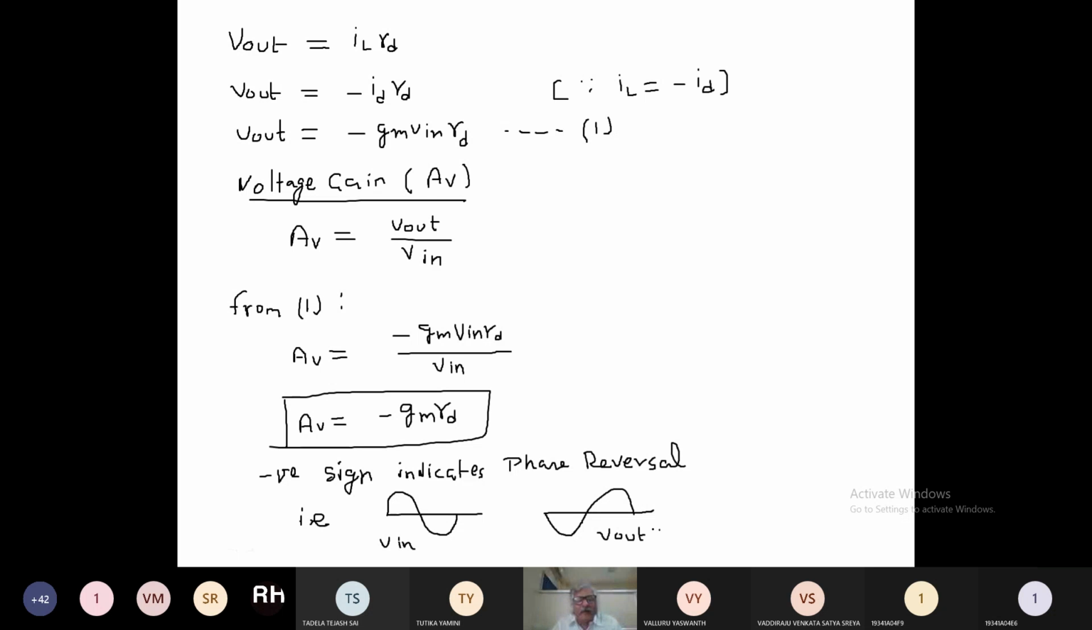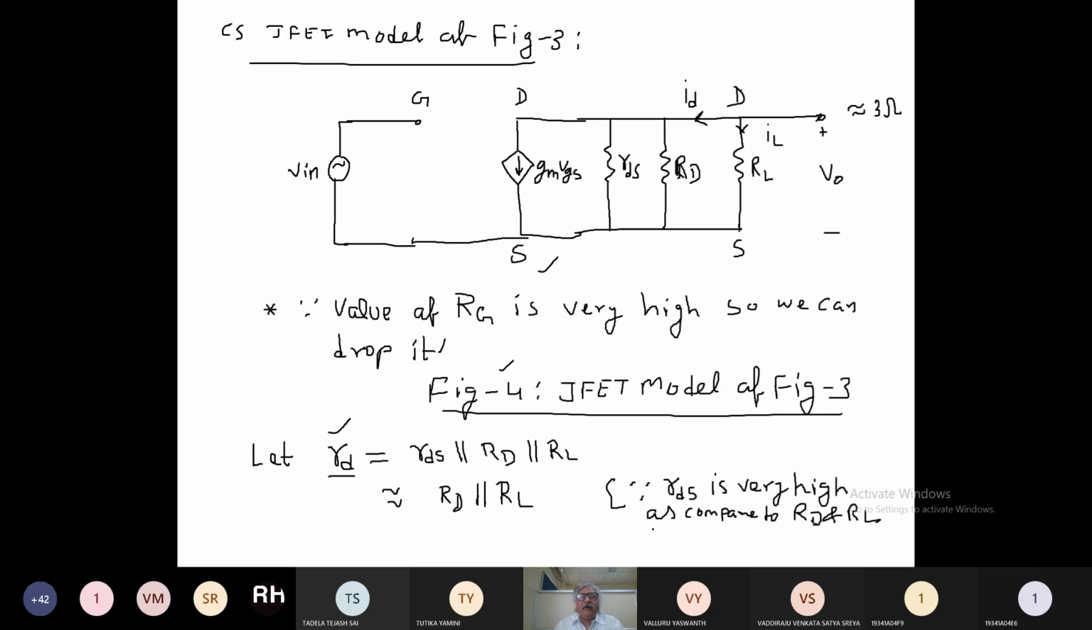Otherwise, the magnitude of the voltage gain is GM multiplied by RD. Right? So see how we calculated this. This is the common source JFET model. Vin is the voltage source. GM VGS is the current source. VGS is this VGS, right?